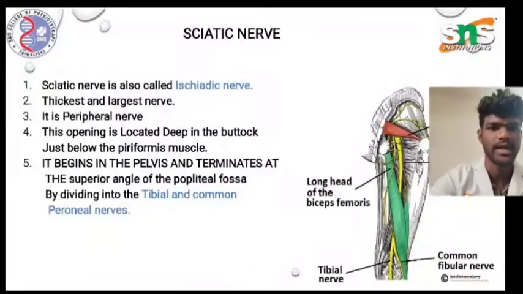It is located deep in the buttock, just below the piriformis muscle. It begins in the pelvis and terminates at the superior angle of the popliteal fossa by dividing into the tibial and common peroneal parts. Sciatic nerve is located in the back of the thigh.